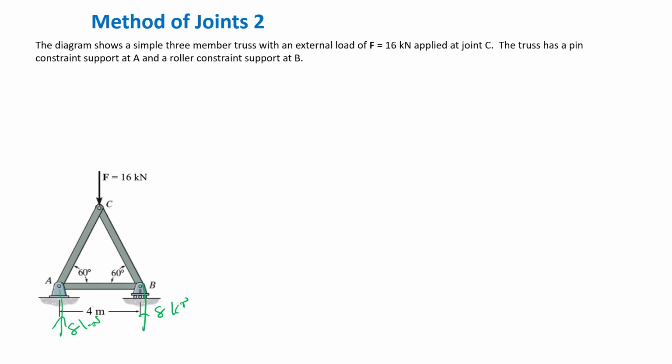Okay, now the rest. You have 3 members, so you need to find 3 member forces. Consider one joint at a time. When you consider joint A, you don't need to draw everything. Consider the equilibrium of the joint. You can write that: equilibrium of joint A.